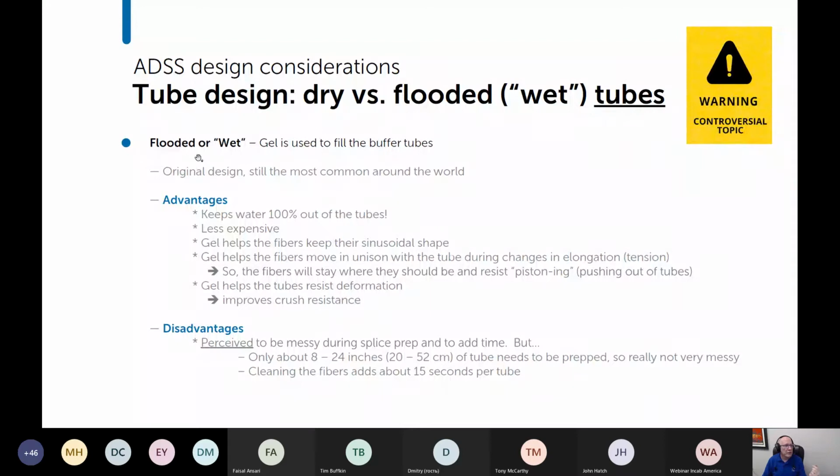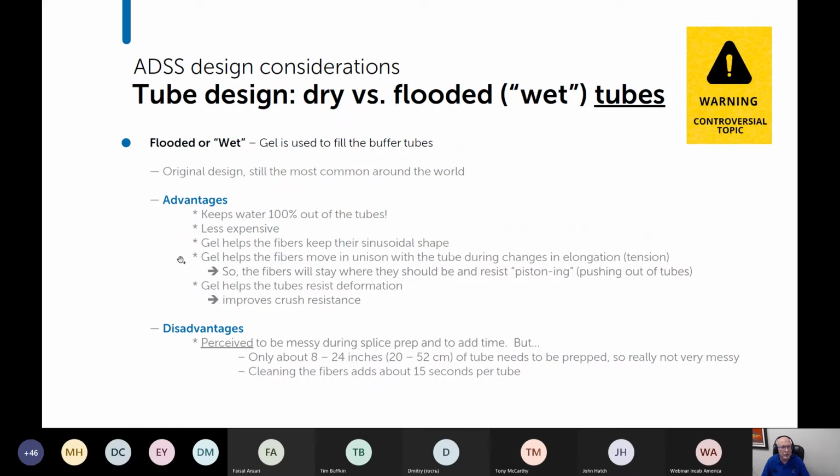So your other option is the traditional flooded or wet tubes, where you're using gel to fill the buffer tubes. It's the original design concept. It's still the most common around the world. And as you can tell, Mike Riddle's opinion is obvious at this point. I think this is the better way to go. It keeps water 100% out of the tubes. So right off the bat, that's better. It's cheaper.